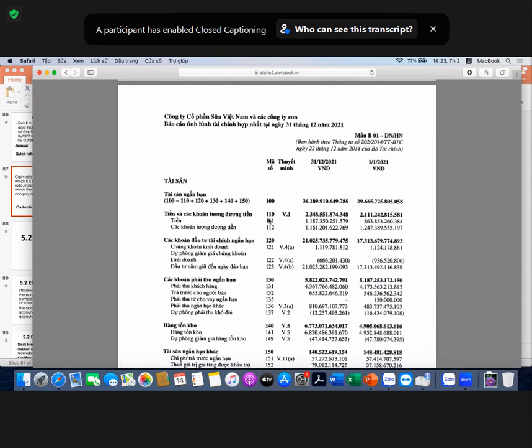What is the cash ratio in 2021? 2,111.2 divided by 14,212.6. It is 0.14, and 0.14 of 2020.